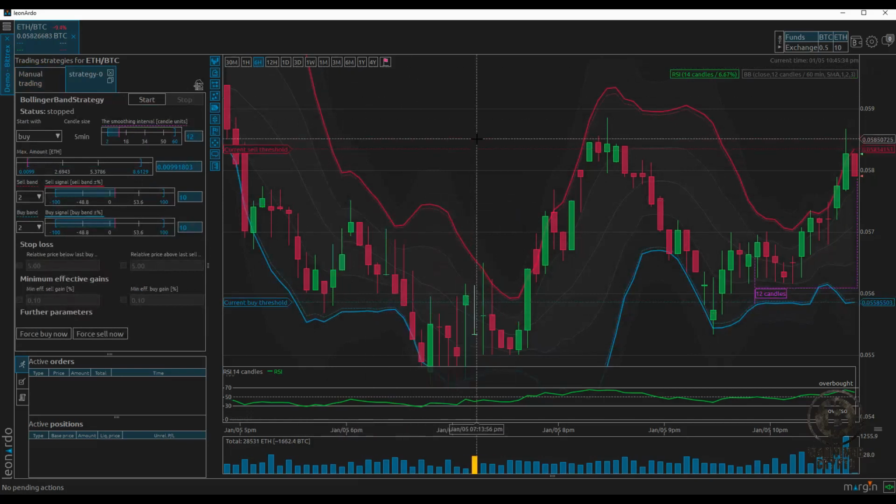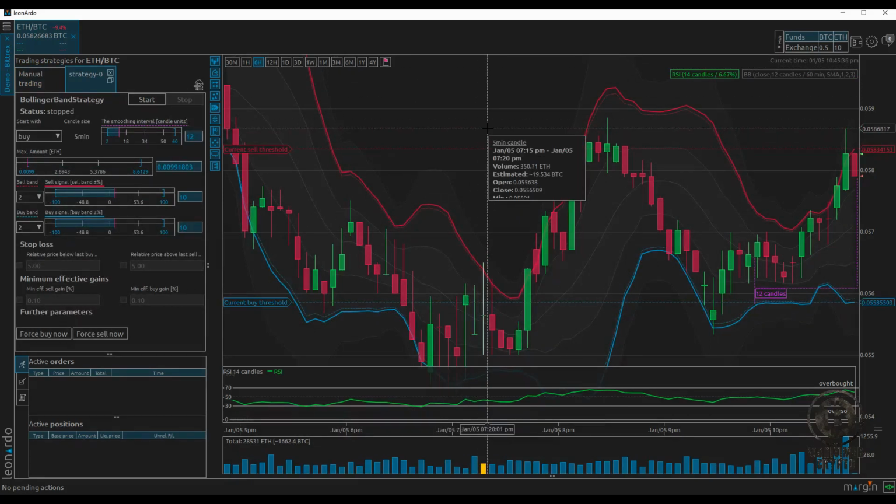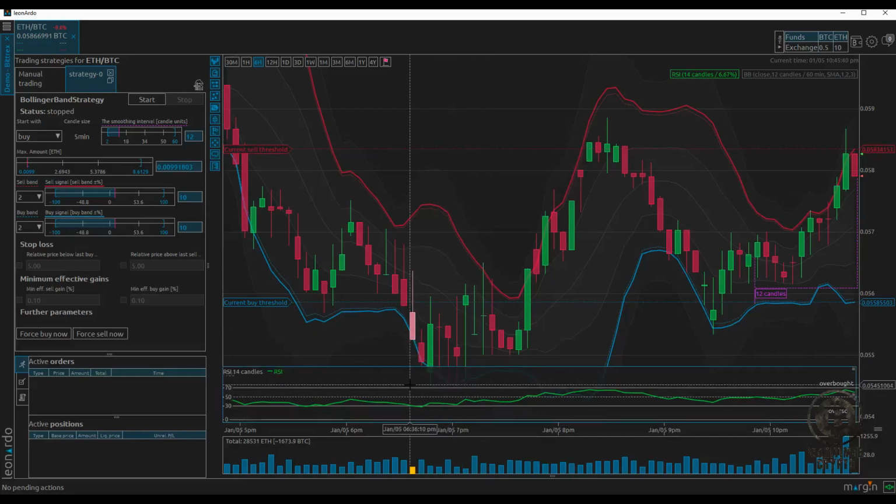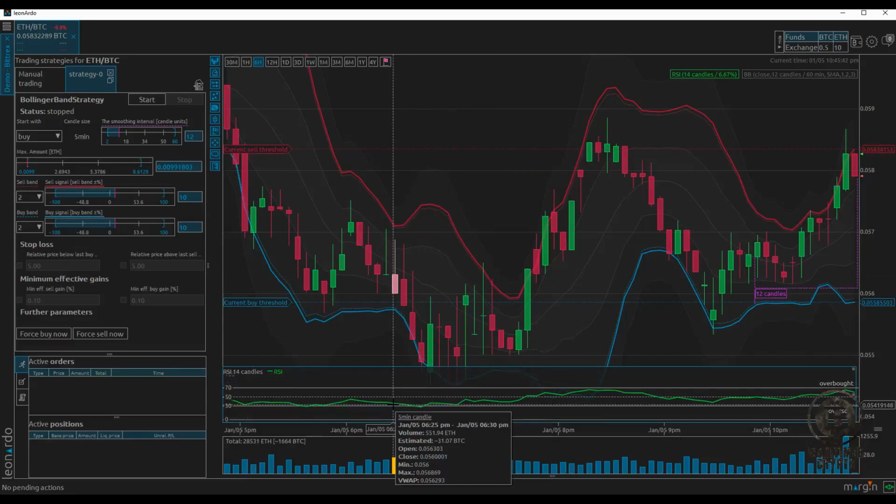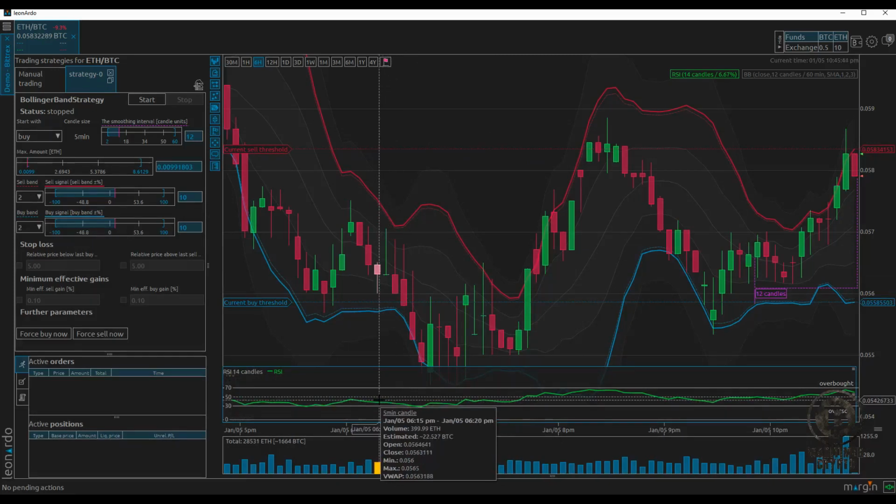Right off the bat, look at this visual. It gives you all the information about the bot. It's really visual, and it shows you basically what Leonardo is doing, which I find to be great.